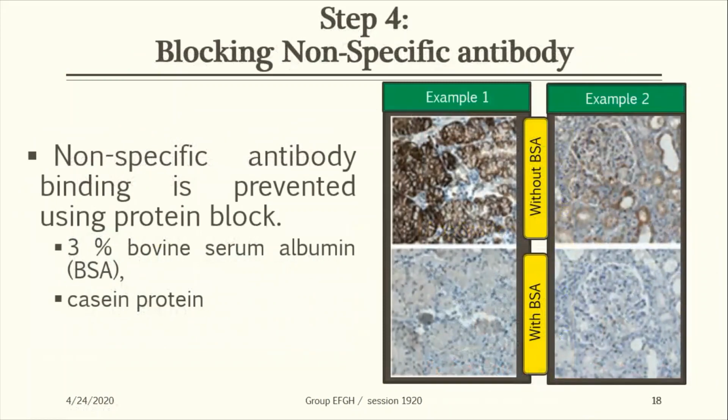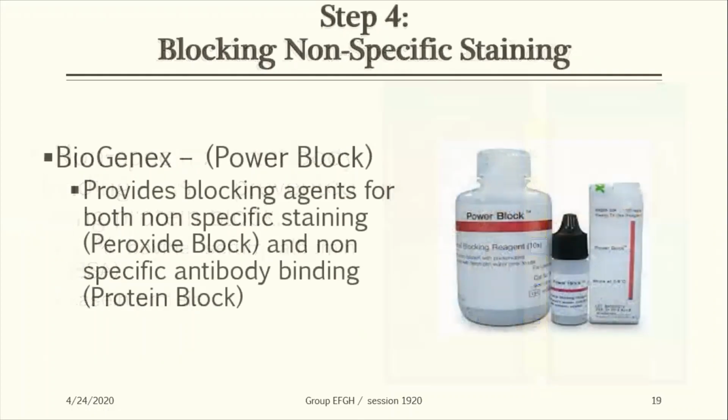So theoretically speaking, any protein that does not bind to the target antigen can be used for blocking. Hence, proteins such as BSA, which is bovine serum albumin, or casein may also be used to block non-specific antibody binding. And with this, there's no need to match the reagent to the species of the secondary antibody. Next on, we have Biogenex. Biogenex is a universal blocking reagent, so it provides a blocking agent for both non-specific staining and also non-specific antibody binding.